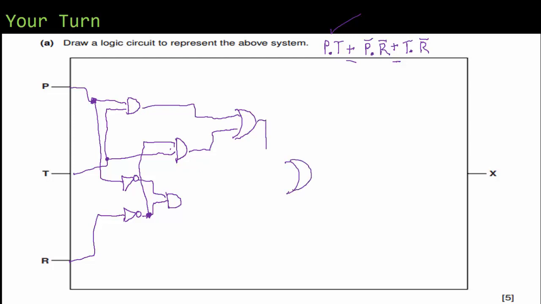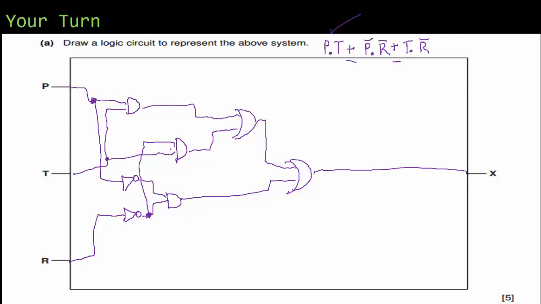So I'm going to take this result. That's going to be one input. My second input is going to be down here. And just like that, we have our output. So that is what you should have. It doesn't have to be in the same order that I have it, but you need to make sure that you have all those gates with the right inputs.